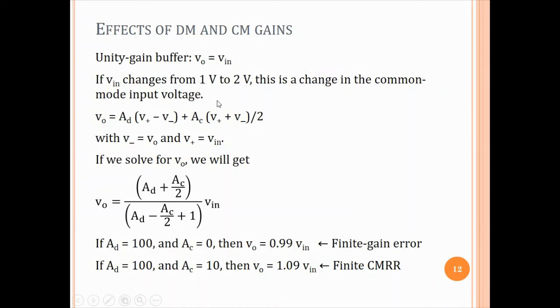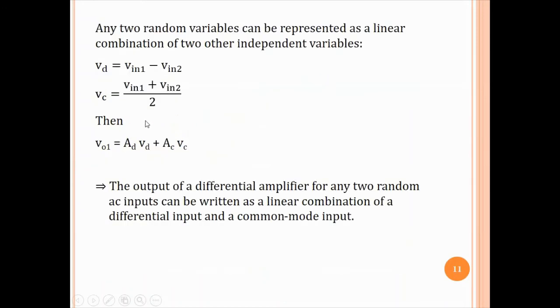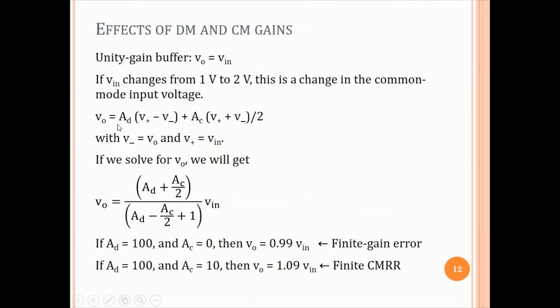So let us quantify this. We have two input terminals as we just saw. V in 1 and V in 2 are the two terminals of the differential amplifier, and the differential mode voltage is VD, common mode is VC. So we can write the output as AD into (V plus minus V minus) plus AC into (V plus plus V minus) by 2, where V plus and V minus are V in 1 and V in 2.